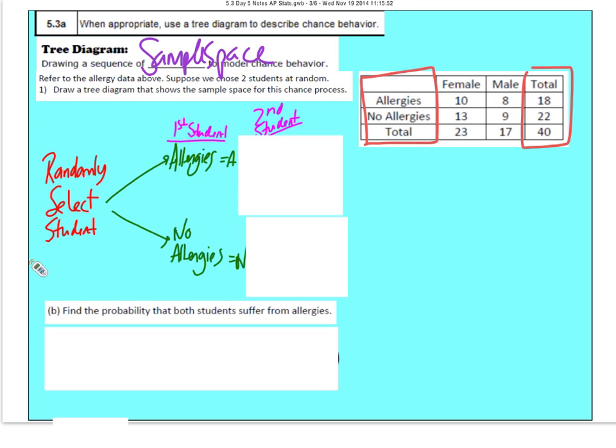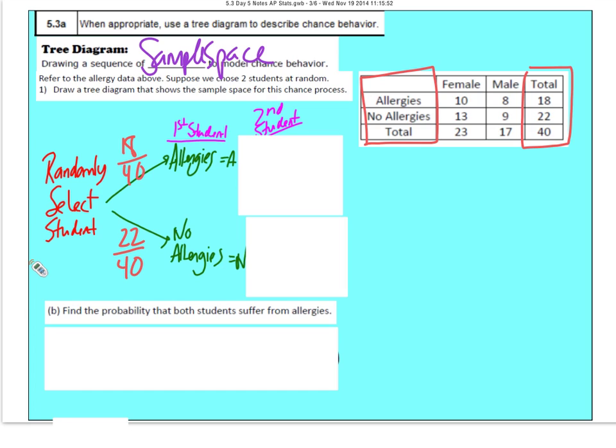So the first thing you would do on a tree is identify the probability for each branch. Now the options are allergies or no allergies. There's no other option. What's the probability someone in this table has allergies? That's going to be 18 out of 40. So that's what I would do for this first branch, 18 out of 40. Therefore, the other one is going to be 22 out of 40.